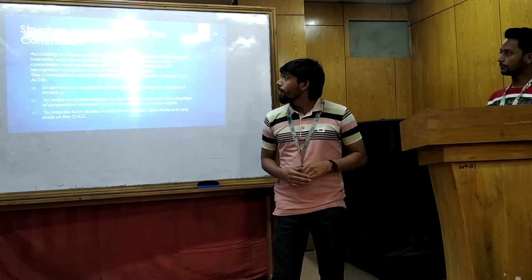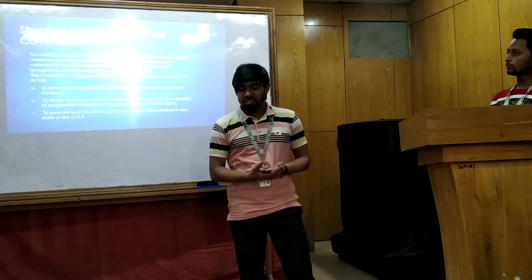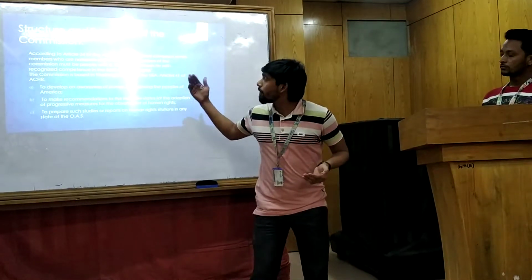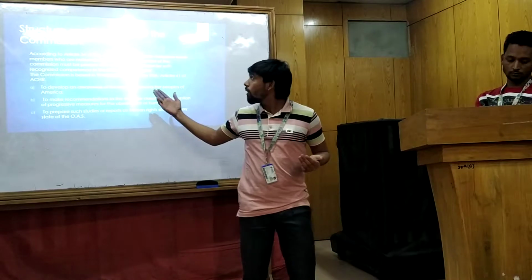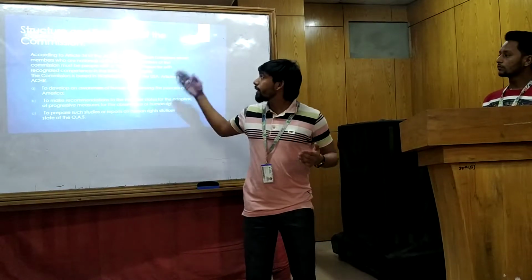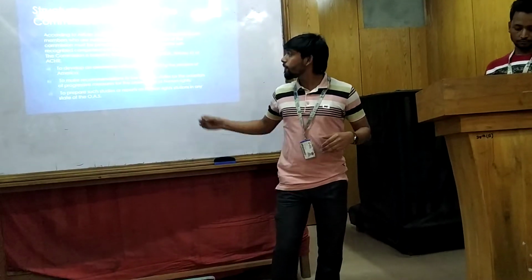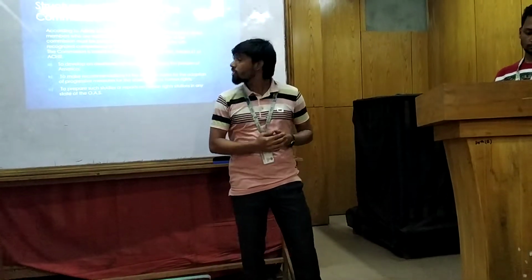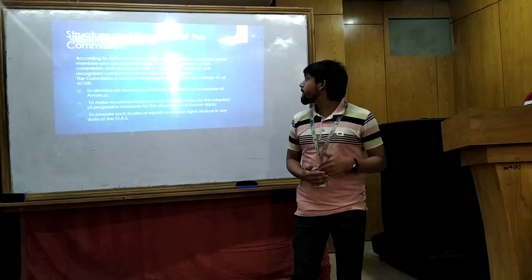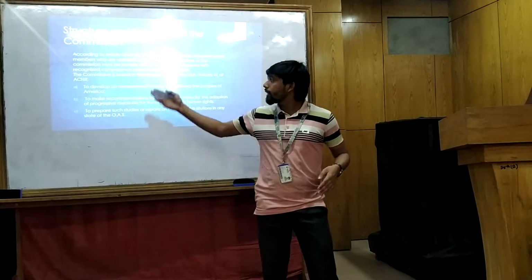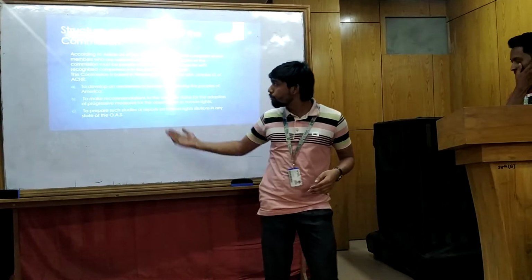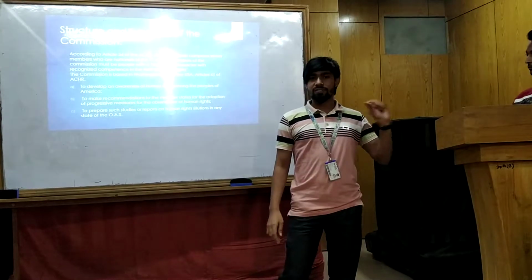Next. There is some basic structure, and here there are 34 articles. The American Convention on Human Rights defines it, and the Commission is based in Washington, D.C. of the USA. Article 41 of the American Convention on Human Rights provides 7 functions.